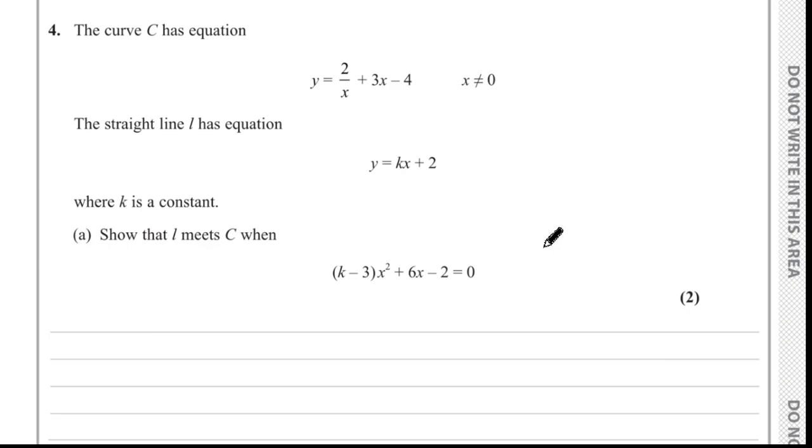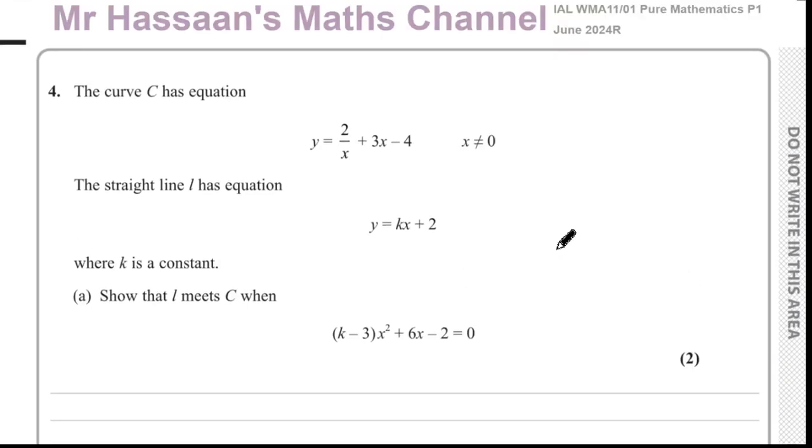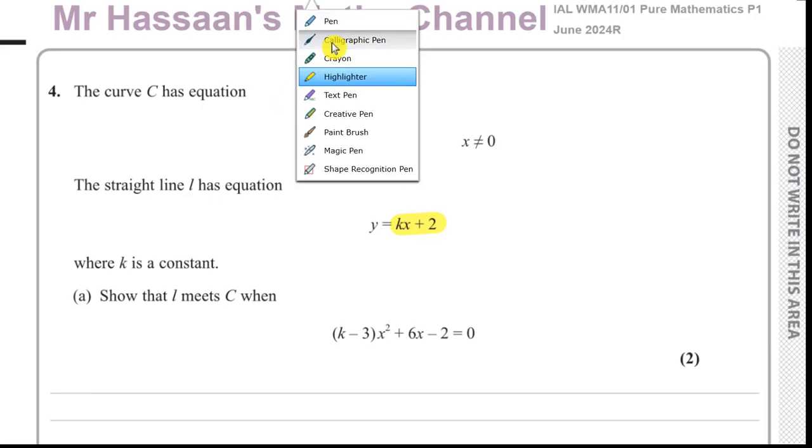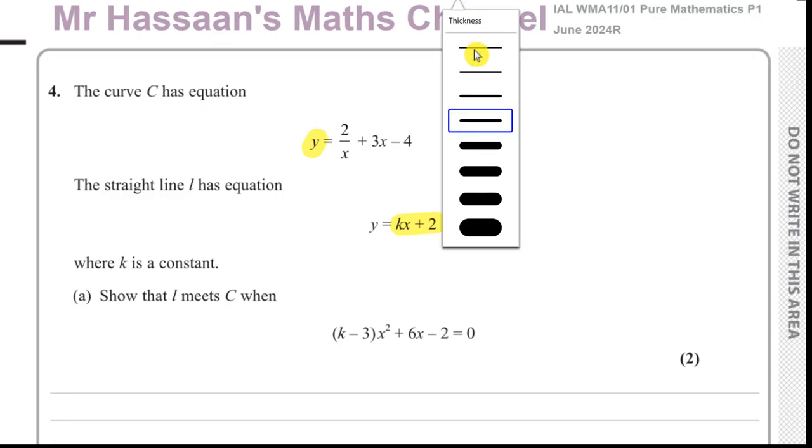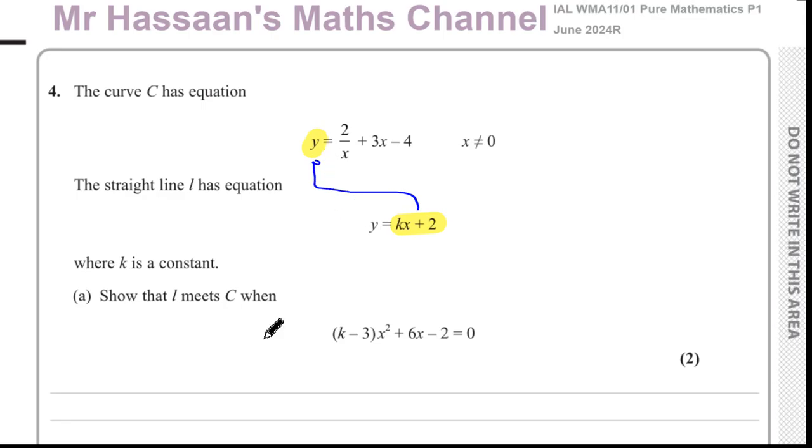So what I'm going to do here is take what y equals, which is kx plus 2, and substitute that instead of this y, because y equals kx plus 2, I can replace the y here with kx plus 2. That's the way you should think about these things. So I'm going to substitute this equation into the other equation. So you're going to have kx plus 2 is equal to 2 over x plus 3x minus 4.